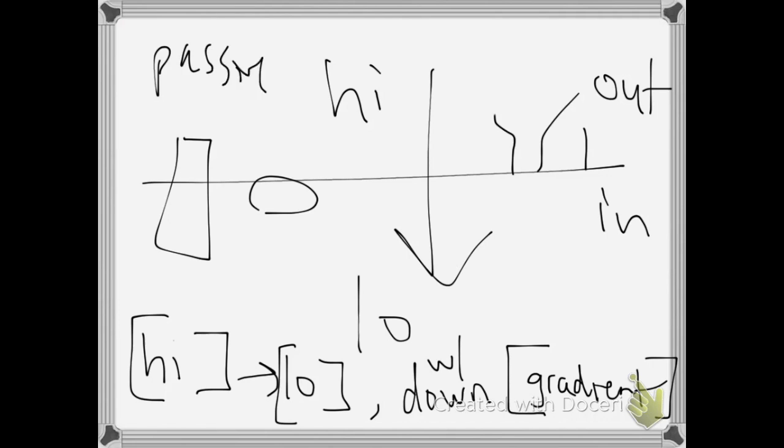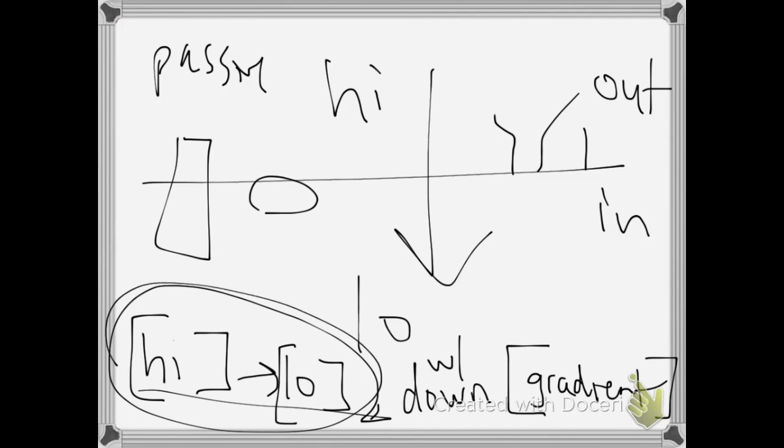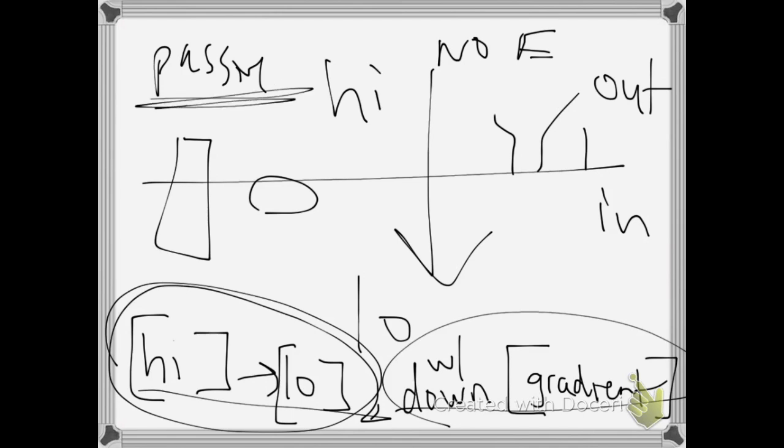What I'm getting at with all this stuff, this is what you should look for on a test. On a test, you should look for high to low. You should look for down or with the gradient, and you should look for no energy. All those are cueing you into these passive transport processes. So now let's look at the different forms of passive transport. Let me write some stuff up, and then I'll restart the video.